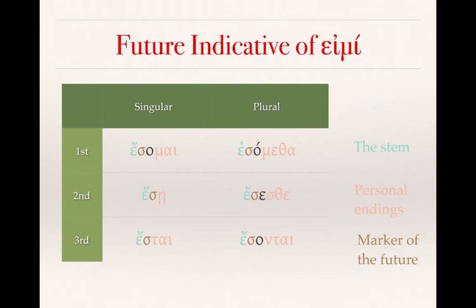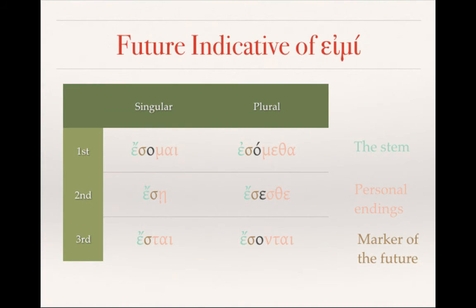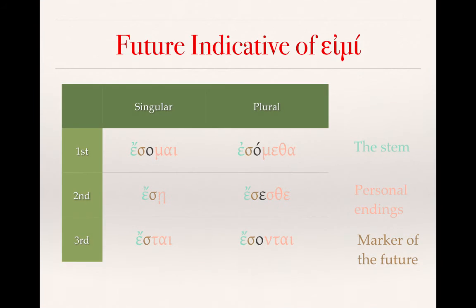All right, so here we have the future indicative of eimi. You see, again, the stem. It is just that eta at the beginning of the word, the marker of the future, the sigma in brown, and then we've added the endings. And these endings are all the same as in the future middle indicative: esomai, ese, estai, esometha, esesthe, esontai.